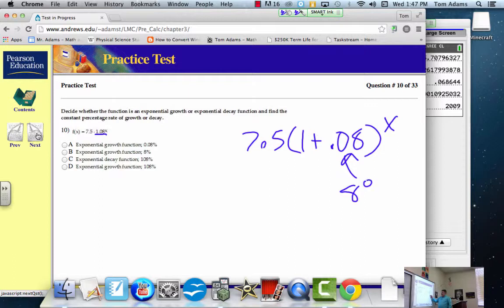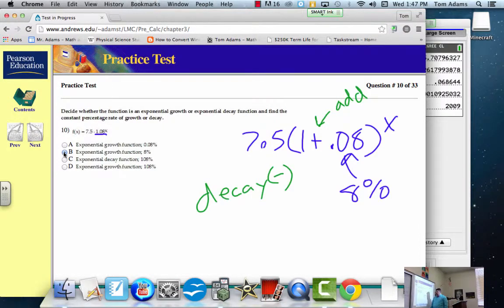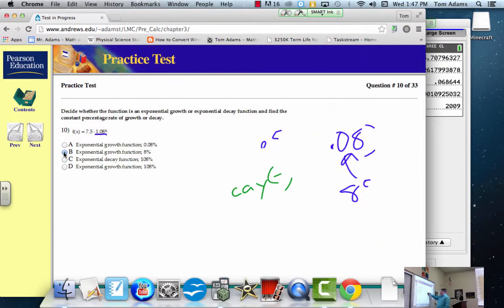8%. Now, is that a growth or decay? It's a growth. You know why? Because you're adding. Whenever we're adding, we're growing. If this were a minus sign, it would be a decay. So remember that decay has a minus sign in between there. So what are we saying? 8% growth? There it is. Does that make sense to you guys?